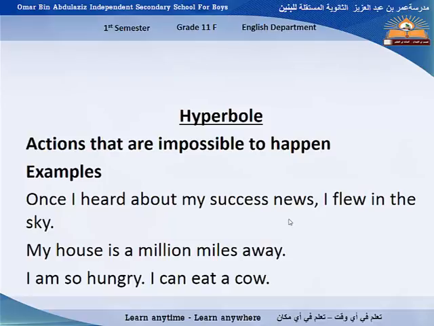Okay. Also exaggeration or hyperbole. Hyperbole is an action that is impossible to happen. It's more than facts. For example, once I heard about my success news, I flew in the sky. Here he wants to express his strong joy or happiness, and he used the hyperbole. My house is 1,000,000 miles away. I am so hungry I can eat a cow.